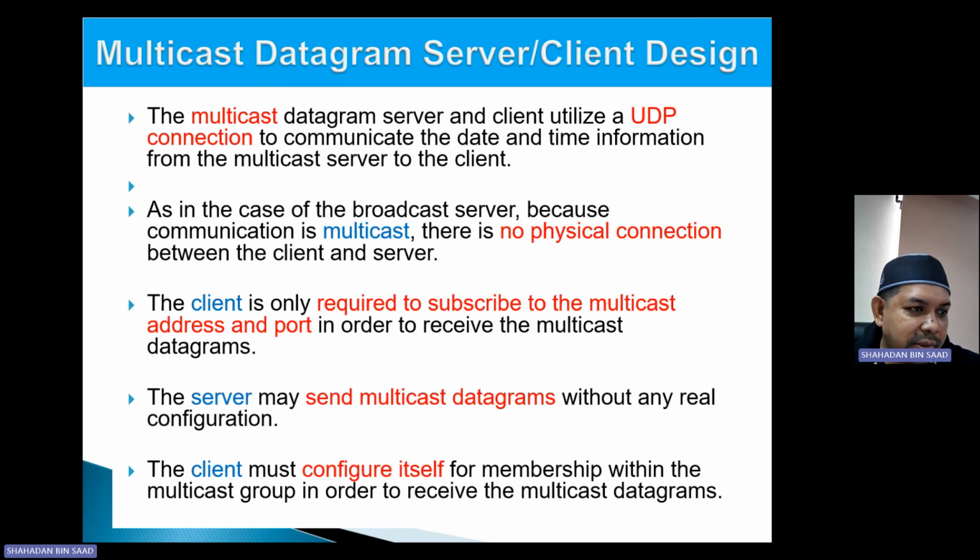So the multicast datagram server and client utilize a UDP connection to communicate the date and time information from the multicast server to the client. As in the case of the broadcast server, because communication is multicast, there is no physical connection between the client and server. So the client is only required to subscribe to the multicast address and port in order to receive the multicast datagram. So the server may send multicast datagram without any real configuration. So the client must configure itself for membership within the multicast group in order to receive the multicast datagram.